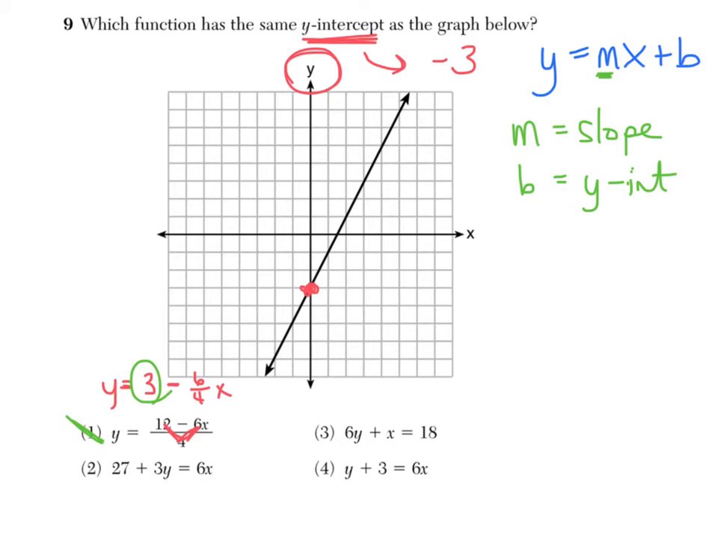Okay, moving on to choice 2, 27 plus 3y is equal to 6x.